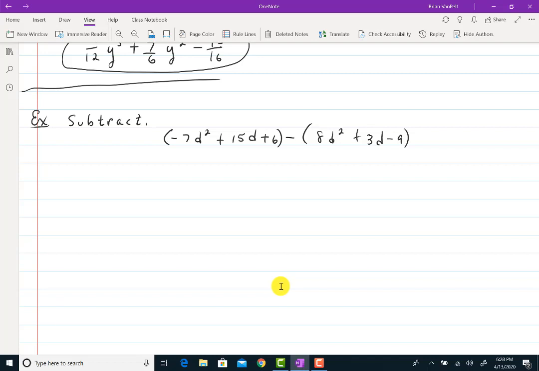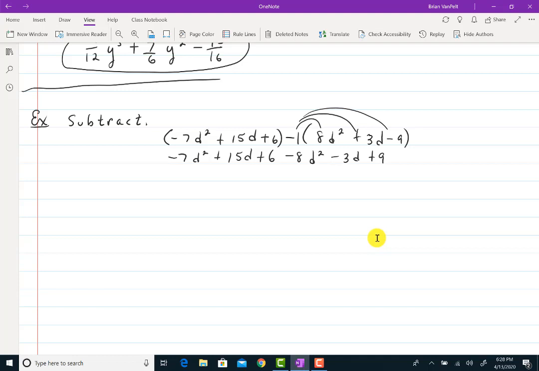So I'll get negative 7d squared plus 15d plus 6. But don't forget, this negative is like a negative 1 in front of this second part. So you're going to distribute the negative all the way through to all three parts. And you get negative 8d squared, and then I have negative 3d, and then I have plus 9.